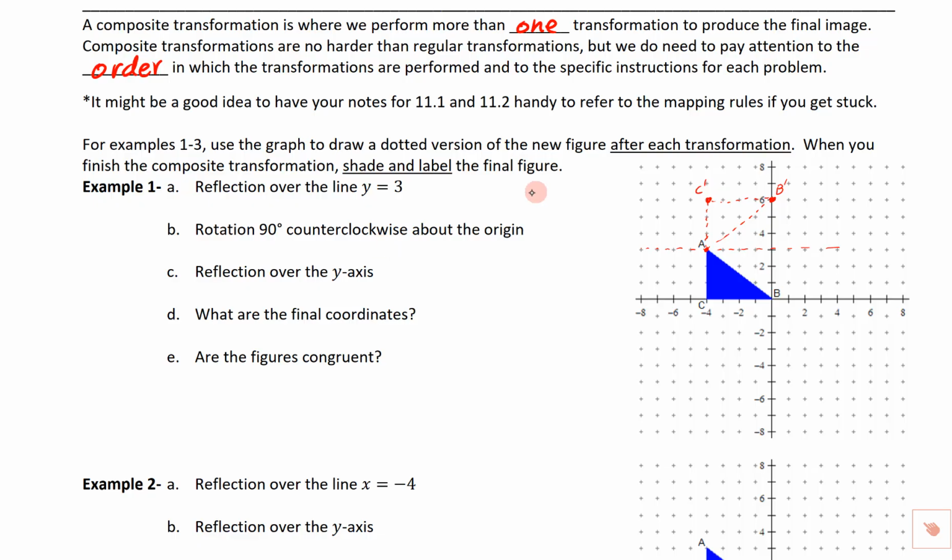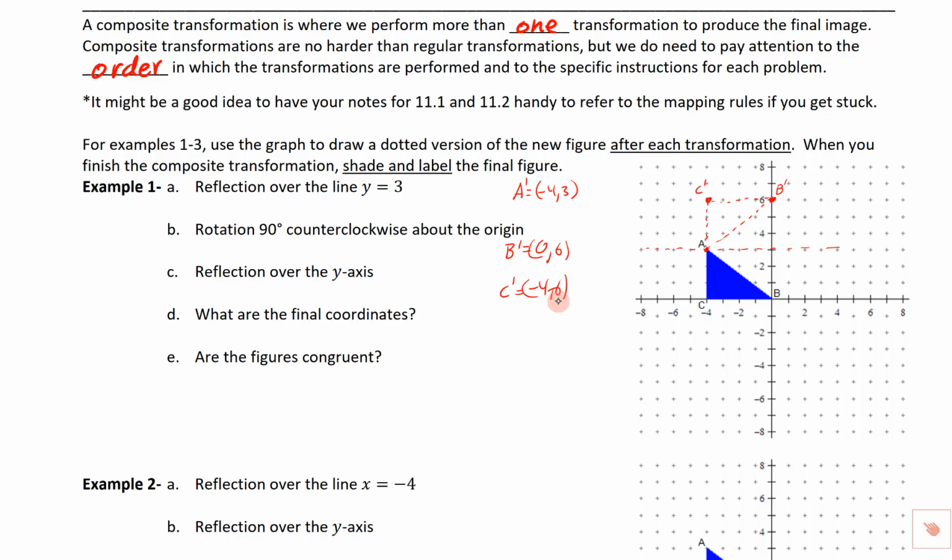So I'm going to write down what A prime is, what B prime is, and what C prime is. And I'm hoping we don't have to do this on every single one of them because this would be a total pain. Let's see. So A prime is negative 4, 3. B prime is 0, 6. And C prime is, let's see, negative 4 comma 6.